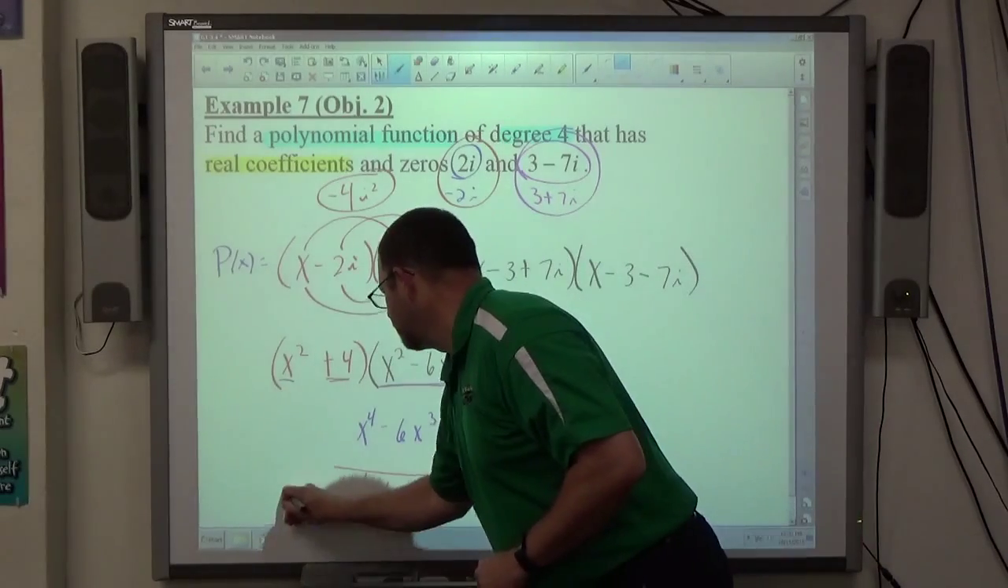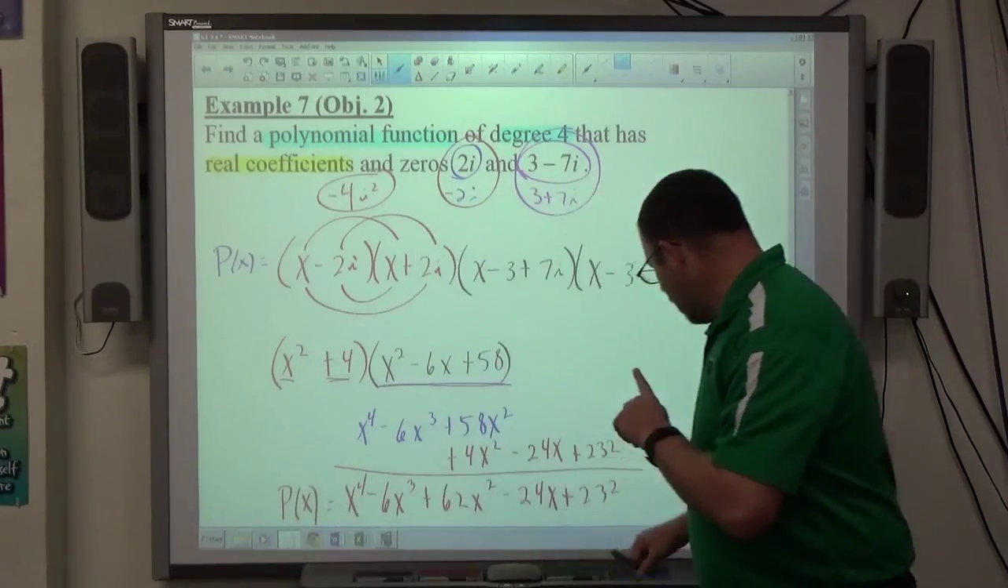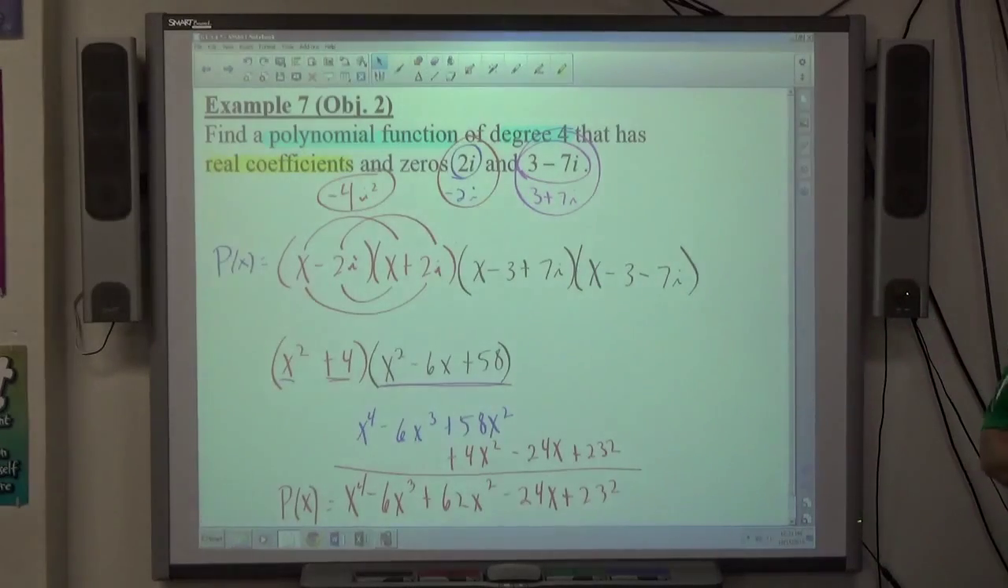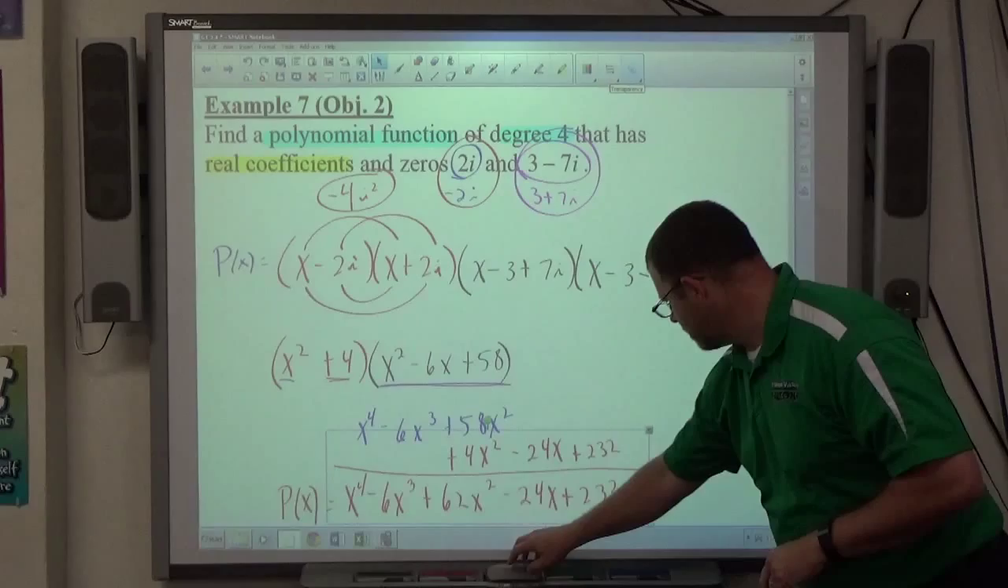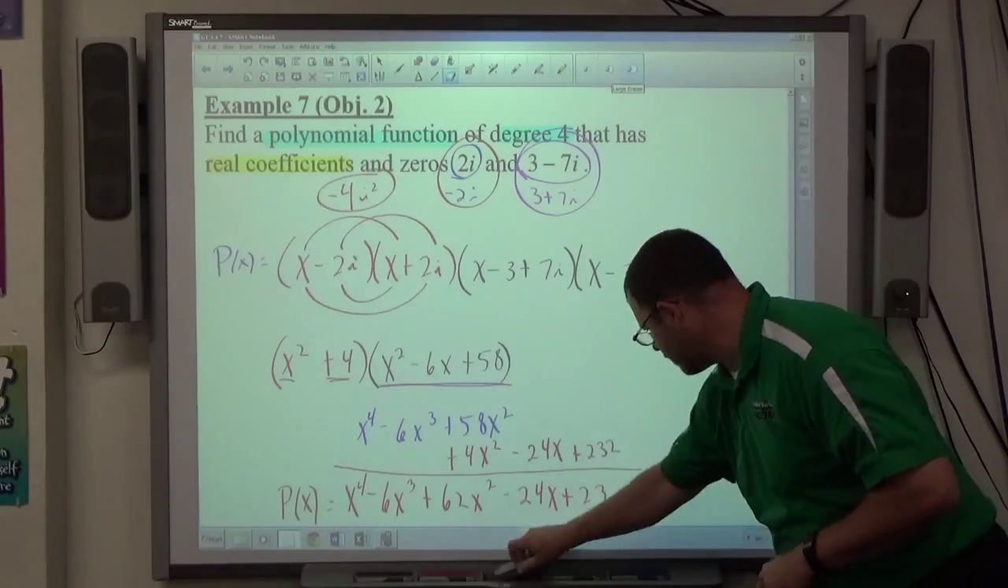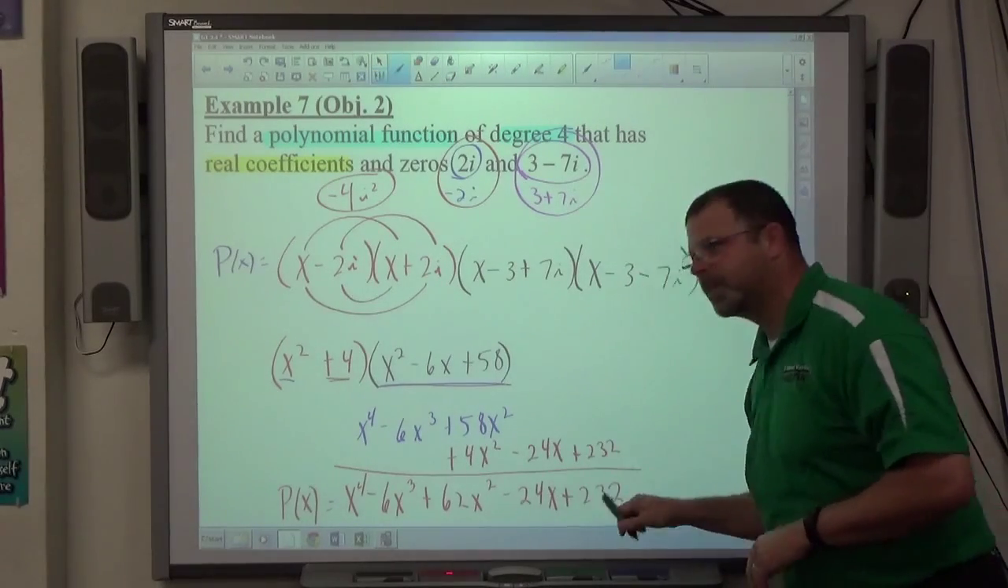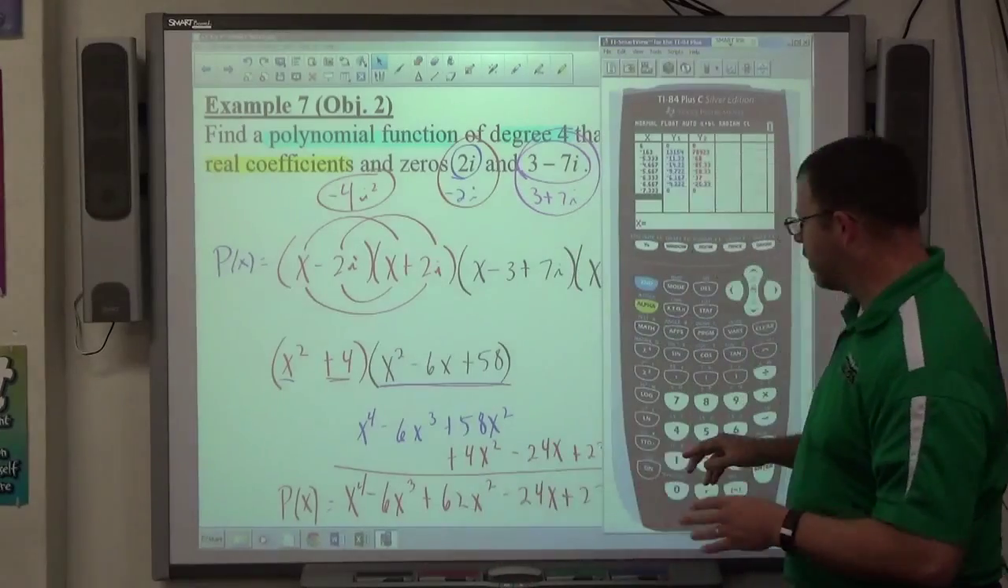P of x equals. This is also checkable, but it's a little bit more complicated to check on your calculator. Let me show you how to do that. Let me fix that 2 first. Looks like I typed 23 squared, it should be 232. There we go. All right. Here's how you check it on your calculator.